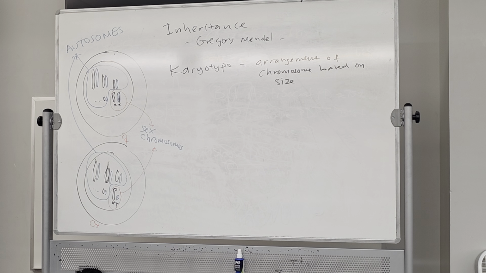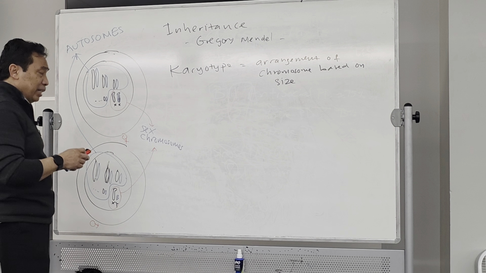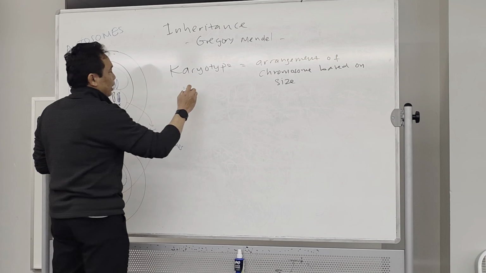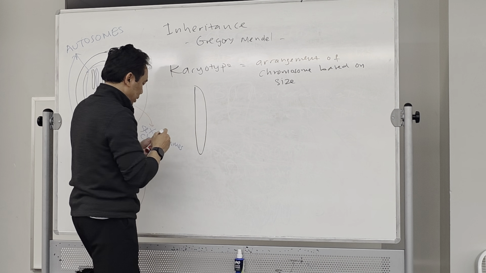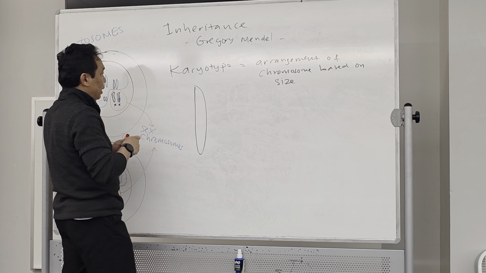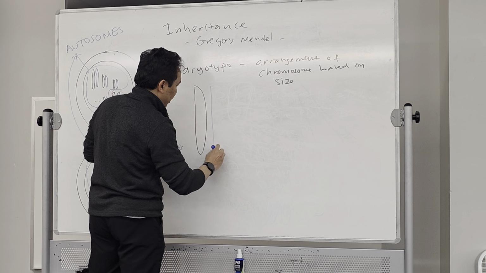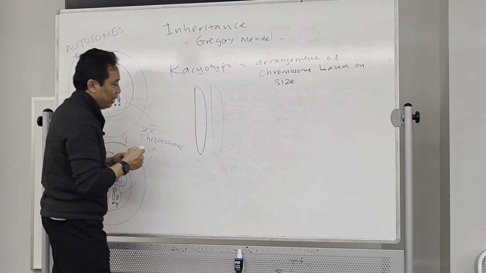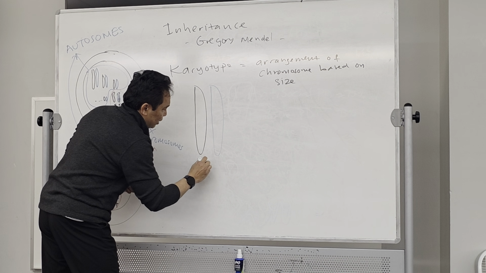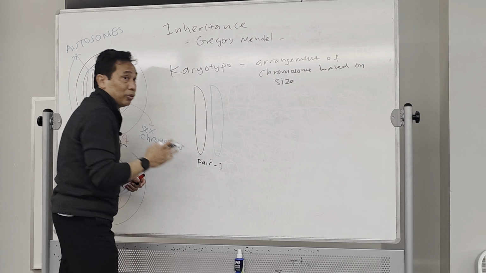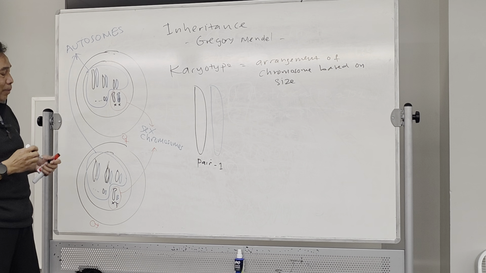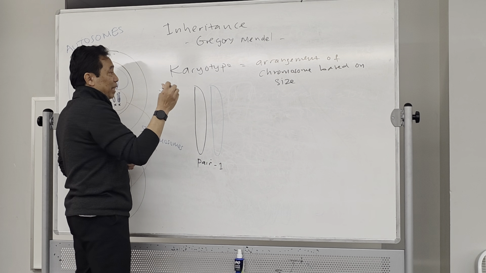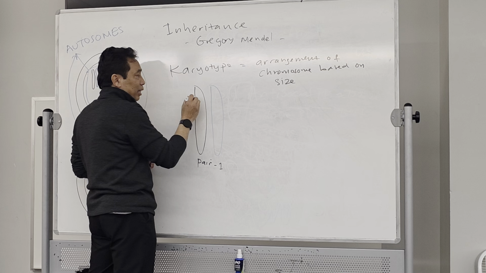Now, the question is where the inherited material is located. It is located in the chromosomes. Let's say we again just use one chromosome in this case. Let's say pair number 1. This is pair number 1, which is autosome. Now, the material for inheritance is actually located in here.